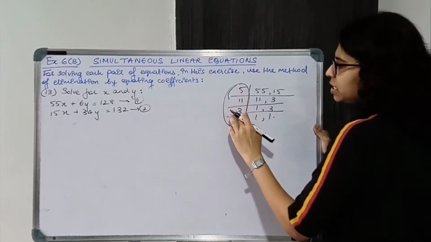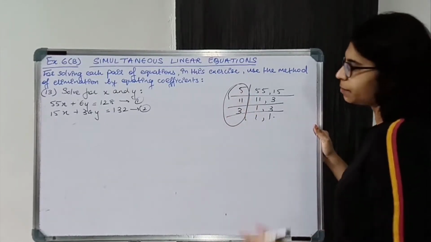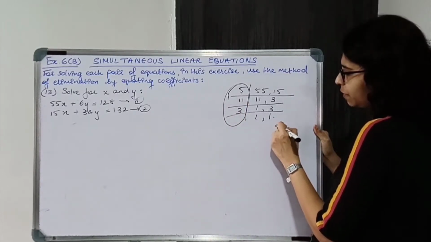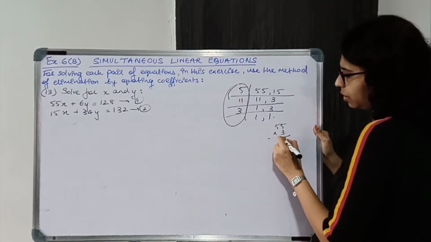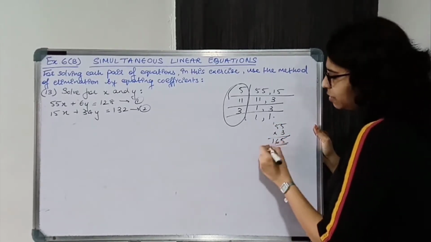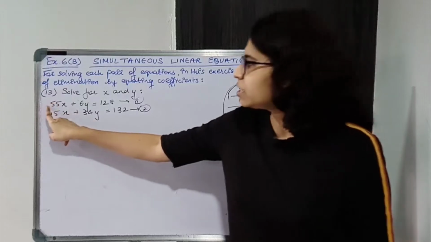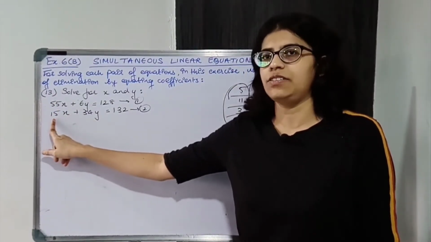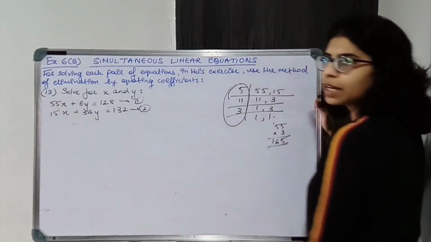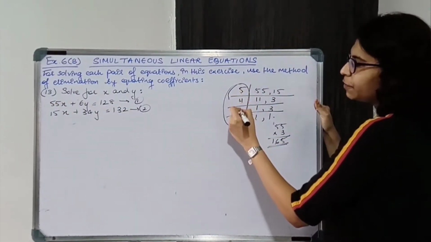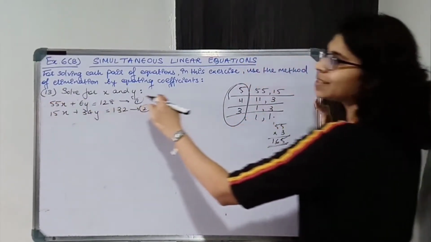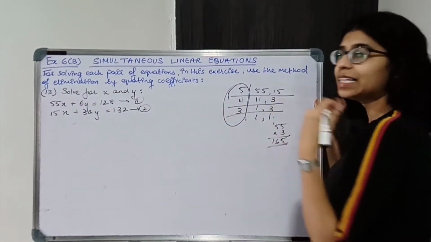So 5 3s are 15, 15 11s are 165. Or 55 into 3, one and the same. So 55 into 3 will give 165. So 165 is the LCM. We have to make this 165 and this 165. Okay. So 55 should be multiplied by what? 5 11s are 55. If we multiply 55 by 3, it becomes 165. So we have to multiply this entire equation by 3.